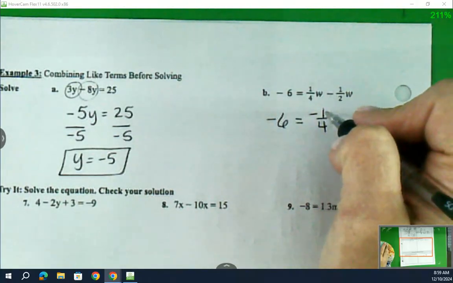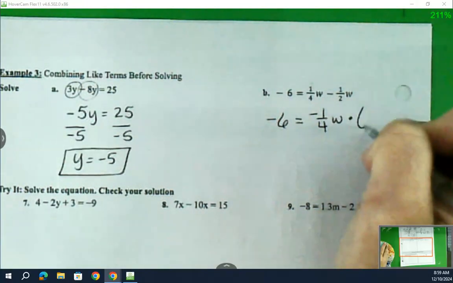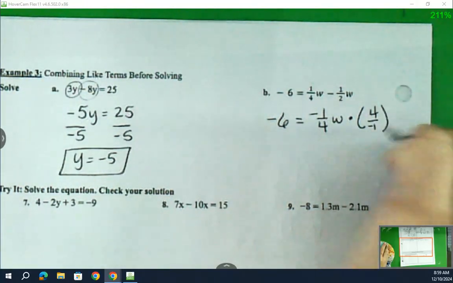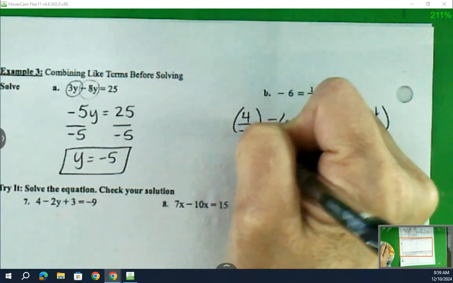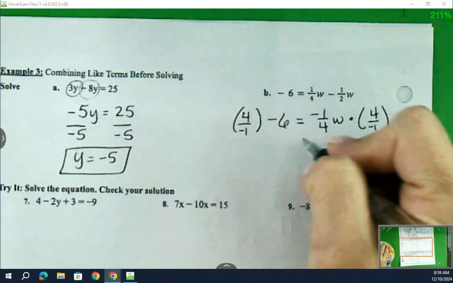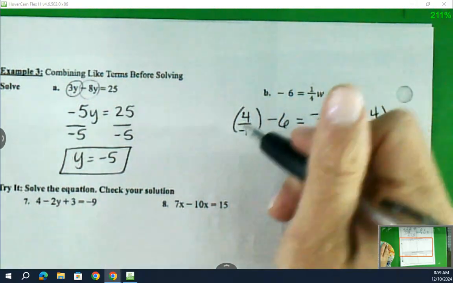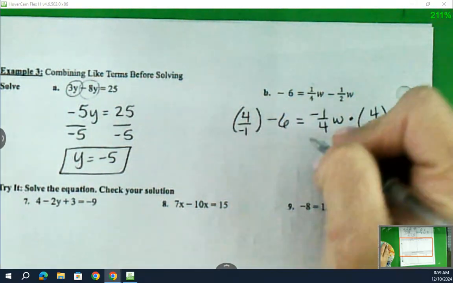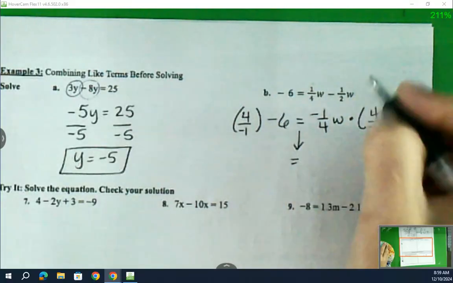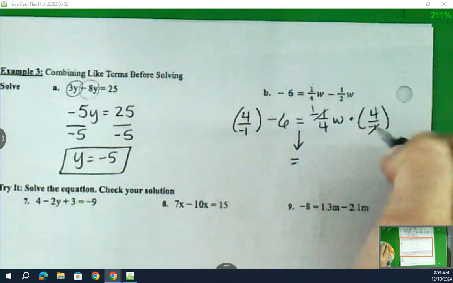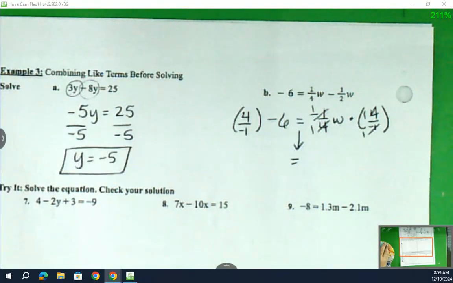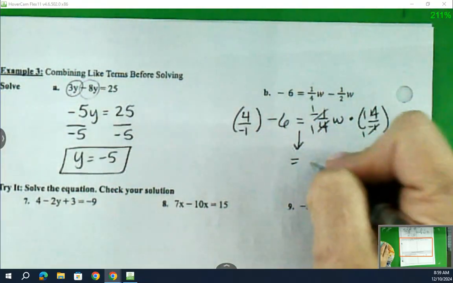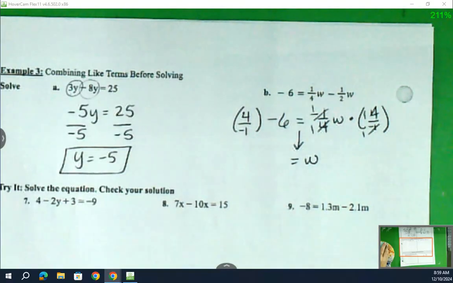And then to undo a negative 1/4, we have to multiply by the reciprocal of 4 over -1. So I'm going to have to do that over here on this side too. 4 times a -1, which is essentially just multiplying by -4. Okay, so that's how we're going to get these ones here when we cross out our common factors. We have 1 times W for W. That's why we multiply by the reciprocal.